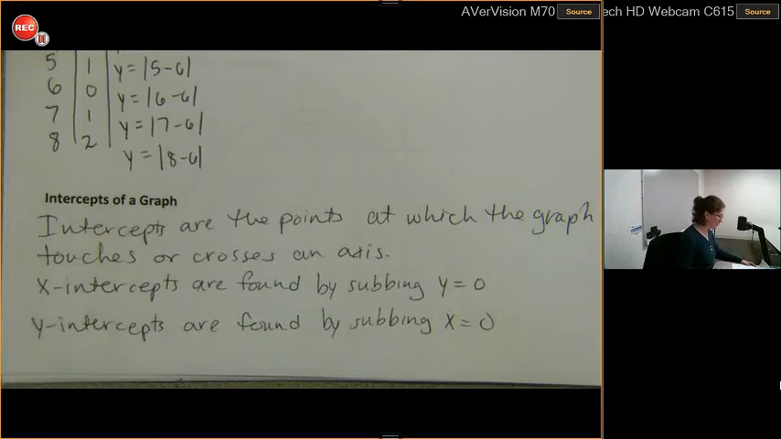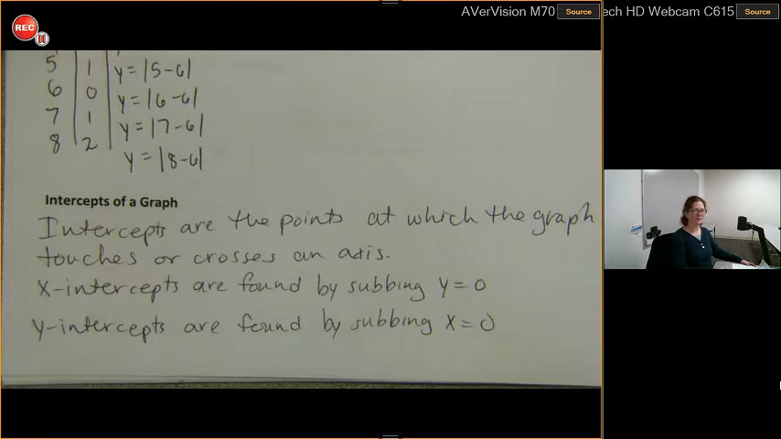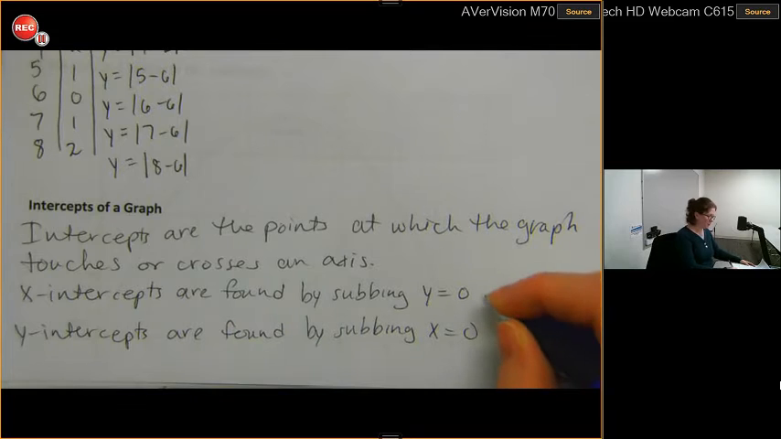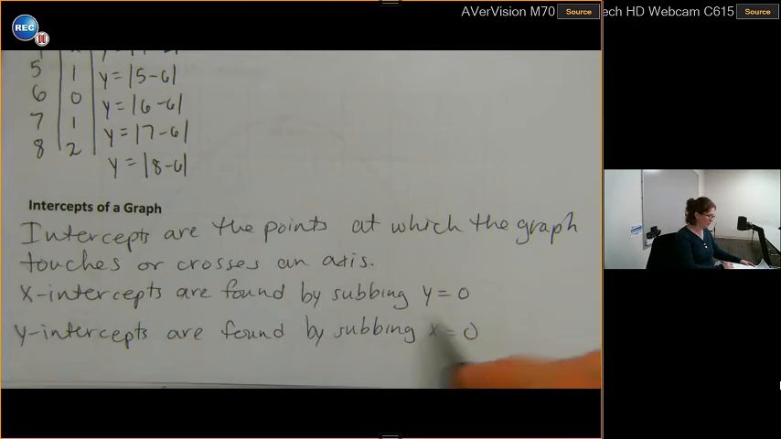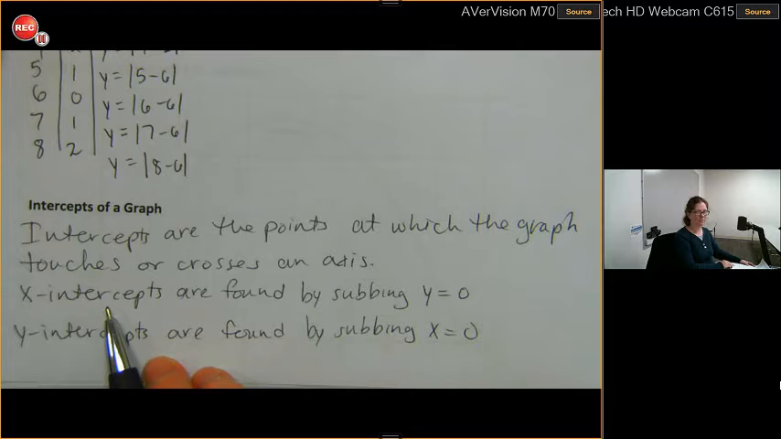Continuing section 8.1, we're going to talk next about the intercepts of a graph. Intercepts are the points at which the graph touches or crosses an axis. So the x-intercepts are found by subbing y equals 0, or if you're looking at the graph, looking at where the graph touches or crosses the x-axis.